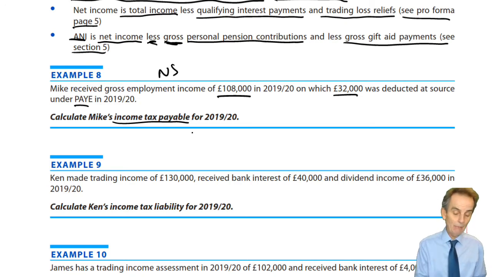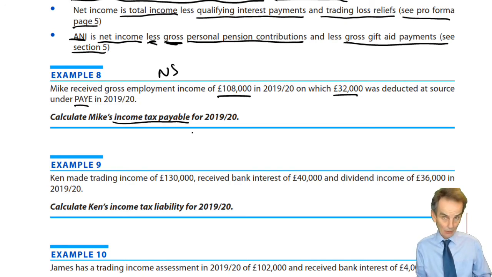The point about that, of course, is 108 is the gross employment income. It's the only income, so it's the total income. There are no deductions from total income. It is the net income. It is also the adjusted net income, as there's no reference to either gross personal pension contributions having been paid or gross gift aid payments having been made. So 108, therefore, is our figure of adjusted net income.